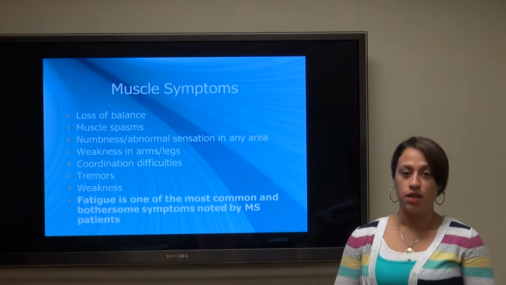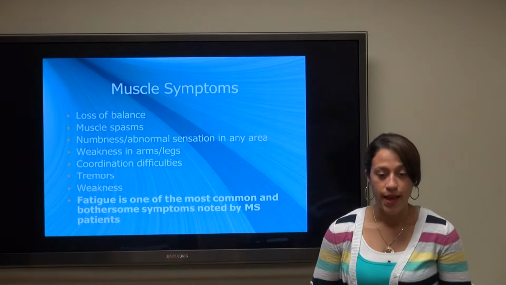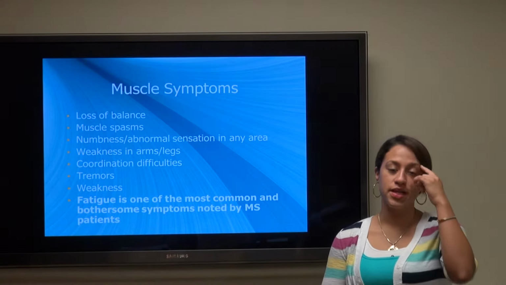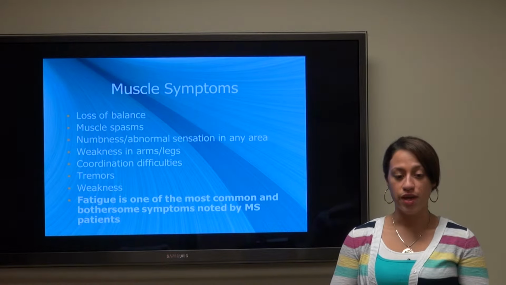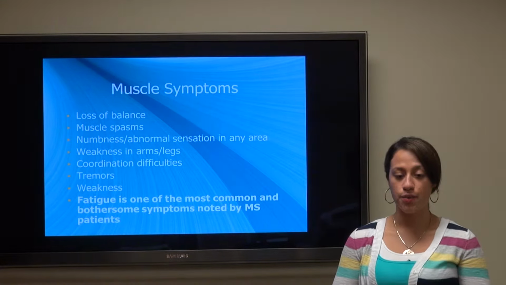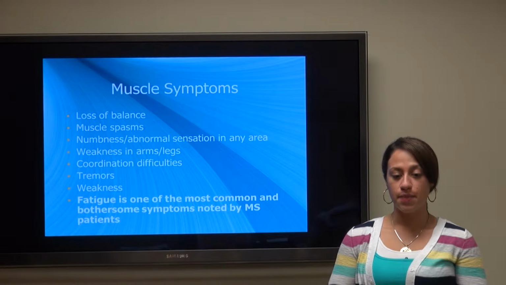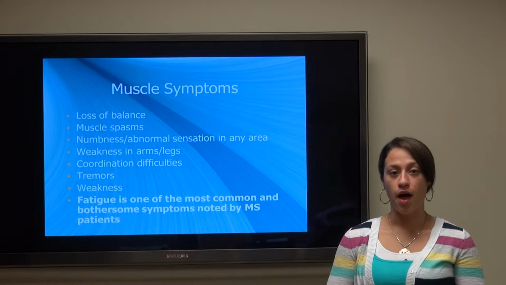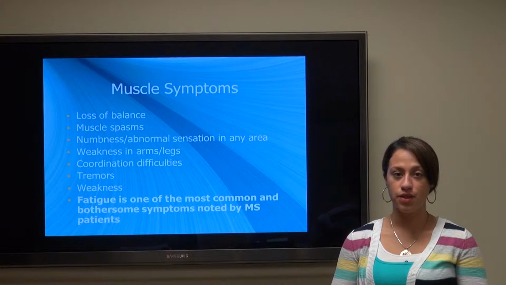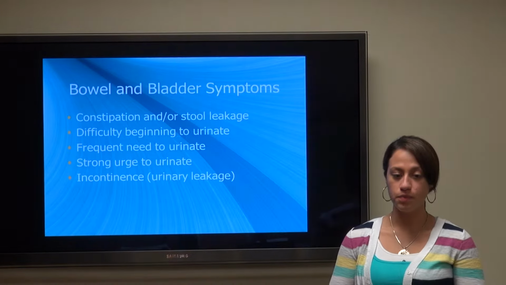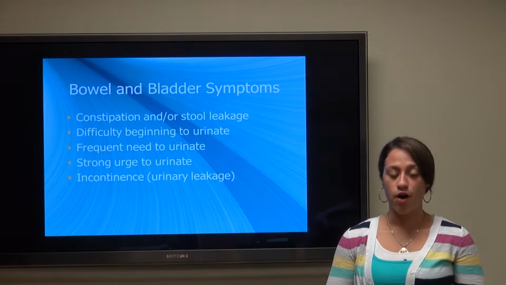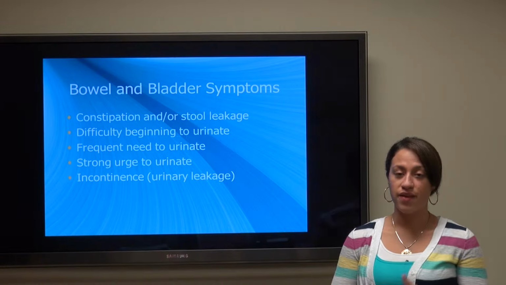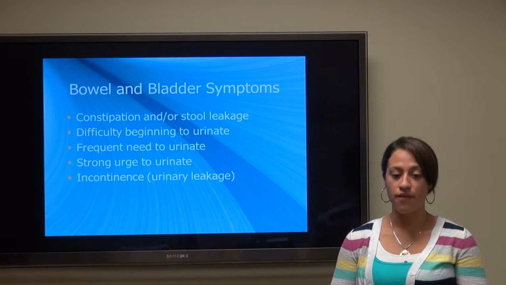So some symptoms include loss of balance, muscle spasm, numbness, abnormal sensations in any area of the body. You can have weakness in arms or legs, coordination difficulties, and tremors. And fatigue is typically one of the most common and most bothersome symptoms reported by patients that are diagnosed with MS. There are also bladder symptoms. Sometimes people can have a hard time initiating urination. They feel like they have to go very frequently, or often incontinence.